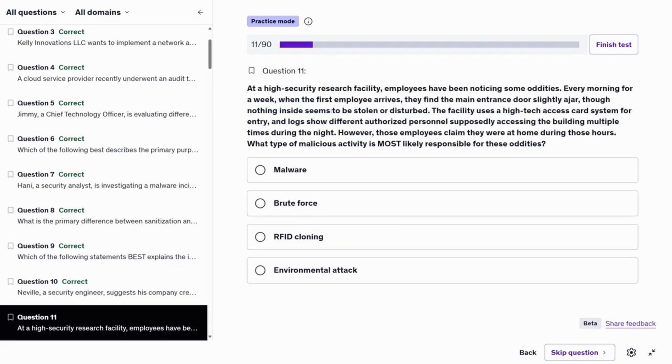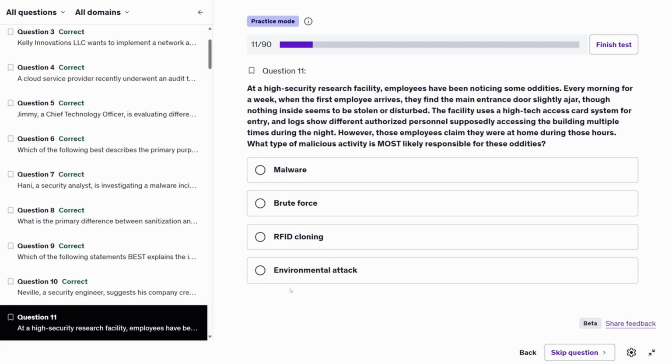At a high security research facility, employees have been noticing some oddities. Every morning for a week, when the first employee arrives, they find the main entrance door slightly ajar, though nothing inside seems to be stolen or disturbed. The facility uses a high-tech access card system for entry, and logs show different authorized personnel supposedly accessing the building multiple times during the night. However, those employees claim they were at home during those hours. What type of malicious activity is most likely responsible for these oddities?